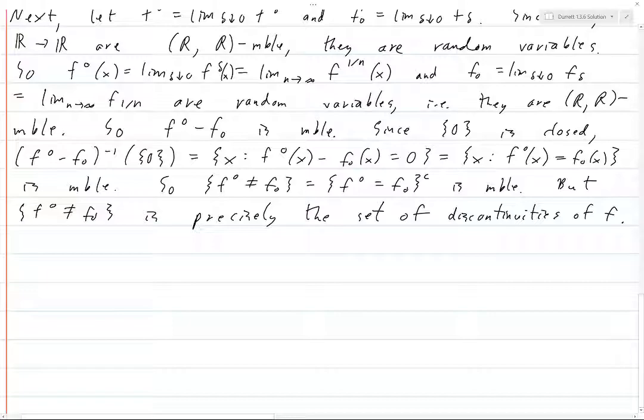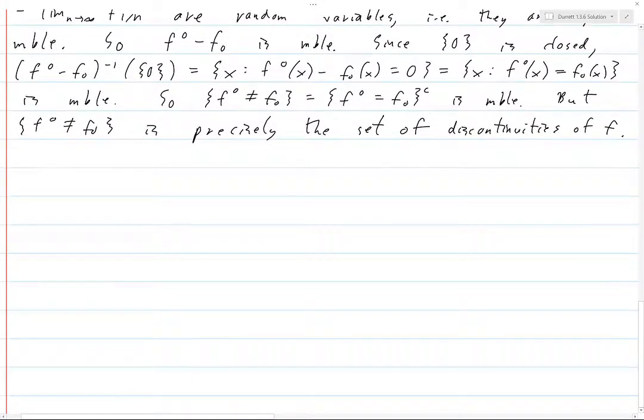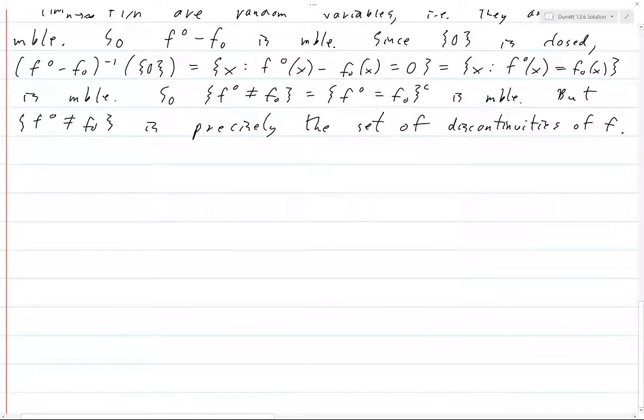But the more important thing is, I know that I didn't do a good job of showing that the set of points where f upper 0 is not equal to f lower 0 is precisely the set of points where f is not continuous. And indeed, this is one of those things that you look at and you think, oh, this is straightforward, but it really isn't. So let's go through it.